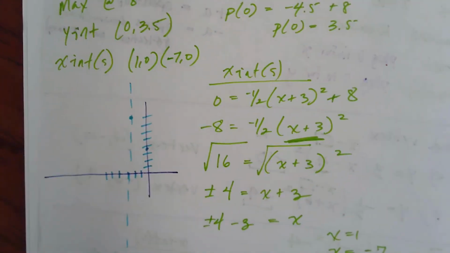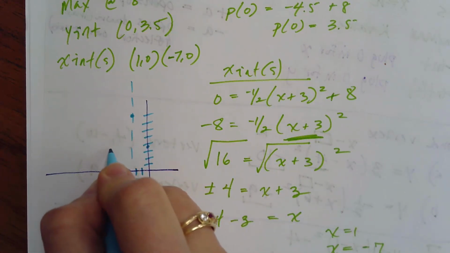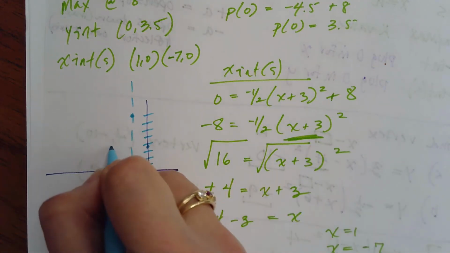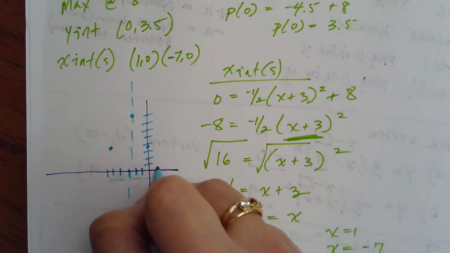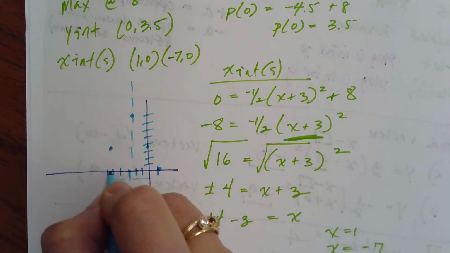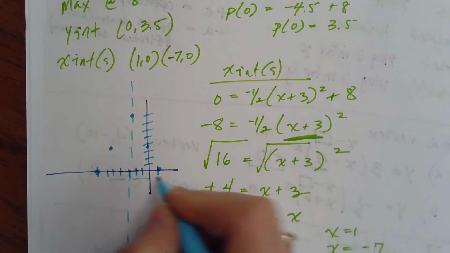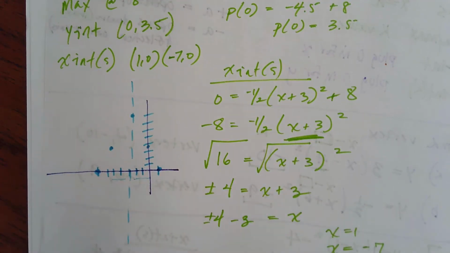Let me just zoom in here a little bit. If this is a distance of 3 here, I go 3 on the other side of my axis and then put a point. Then let's graph our two x-intercepts. Those were at +1 and -7. So 1, 2, 3, 4, 5, 6, 7. And these should be symmetric about your axis of symmetry.